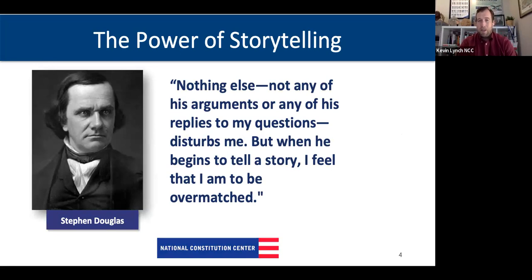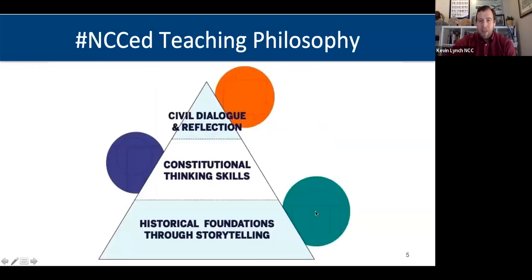And in 1858, when he's running against Stephen Douglas for the Illinois Senate seat, Douglas supposedly had this line, that nothing else, not his arguments or his replies to my questions disturbs me. But when he begins to tell a story, I feel I am to be overmatched. And if you saw the Lincoln movie with Daniel Day-Lewis recently, he's got a few scenes in there where he starts telling stories and people either leave the room or just, he always had an anecdote ready that would illustrate a point. And that's something that teachers are so good at, the ability to illustrate a story. And that is the basis of our educational framework.